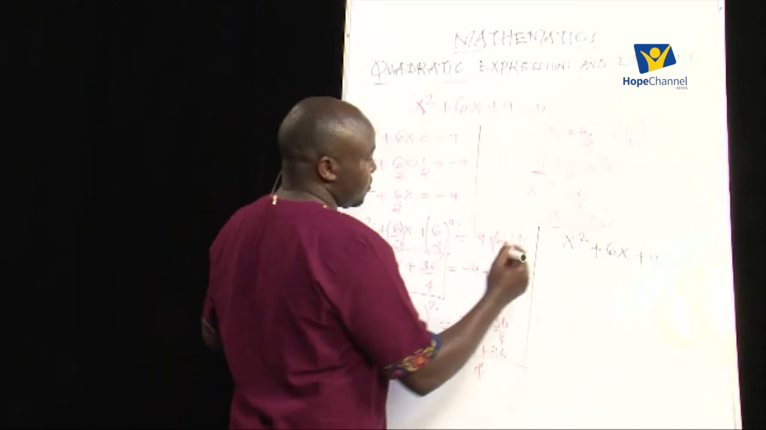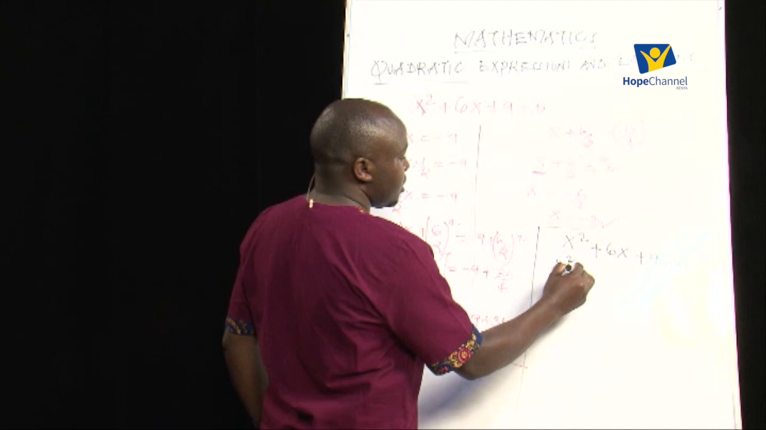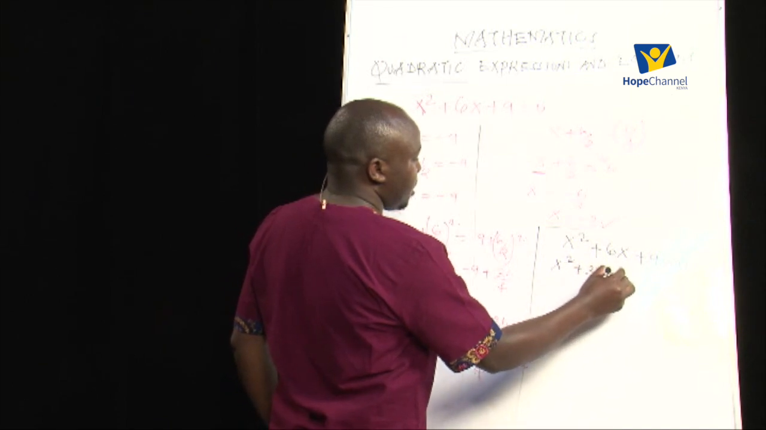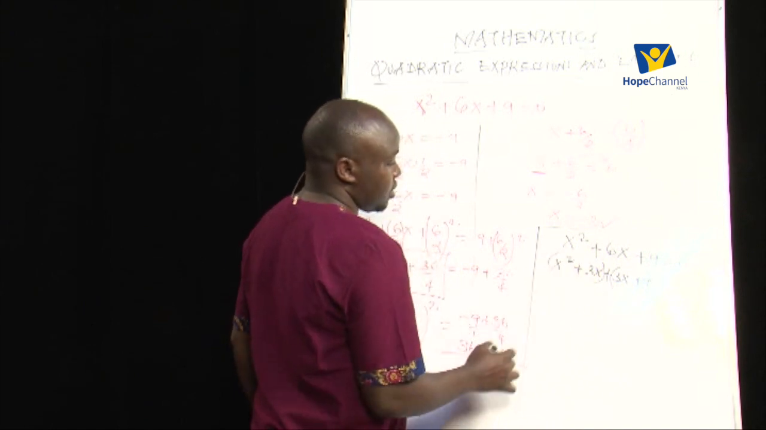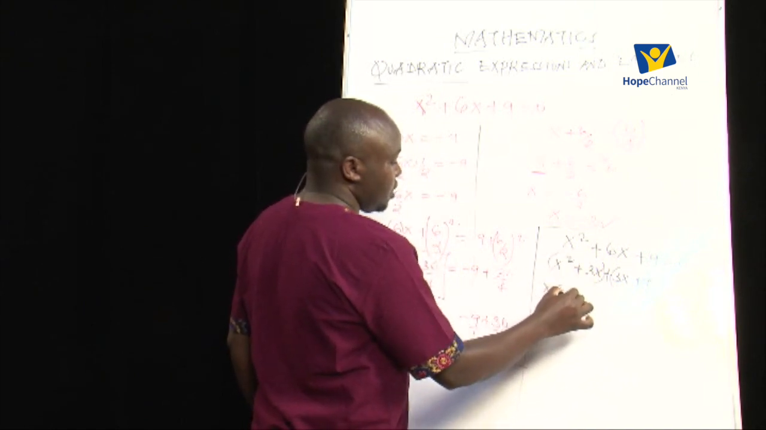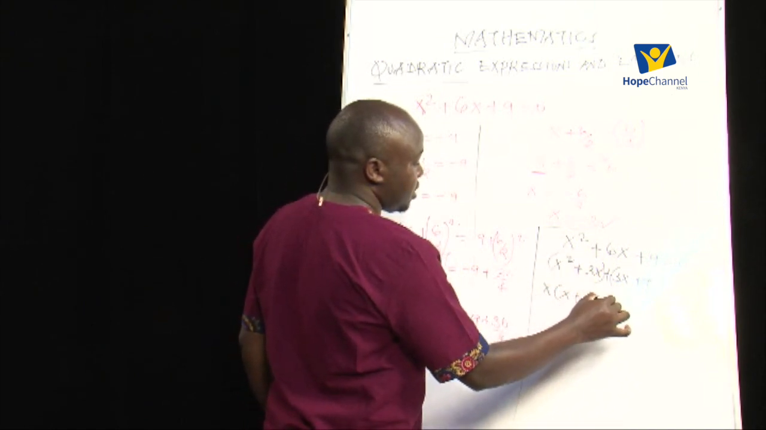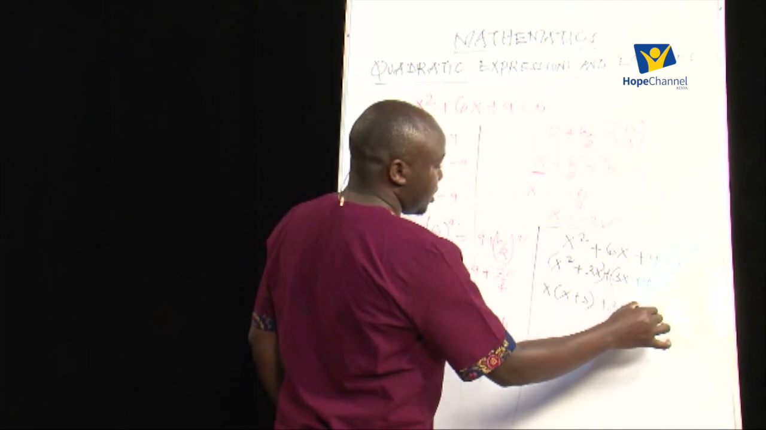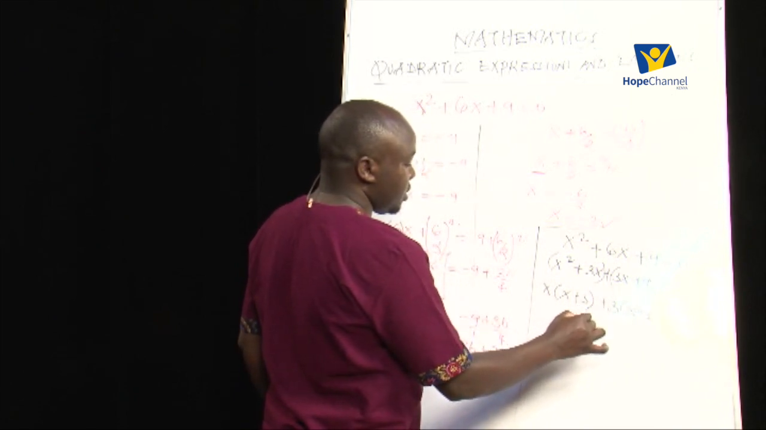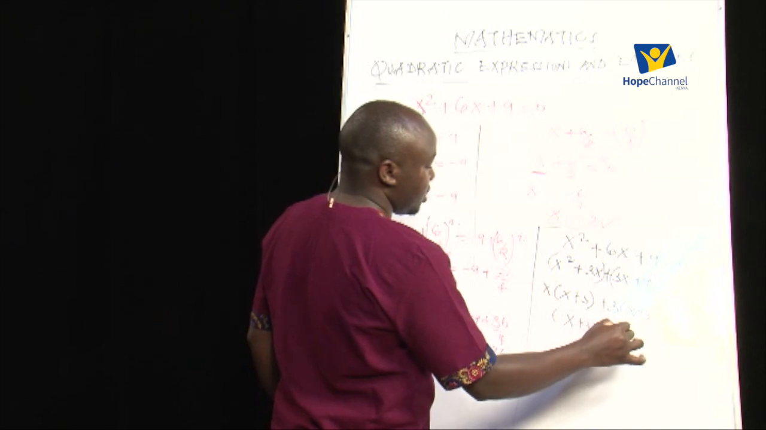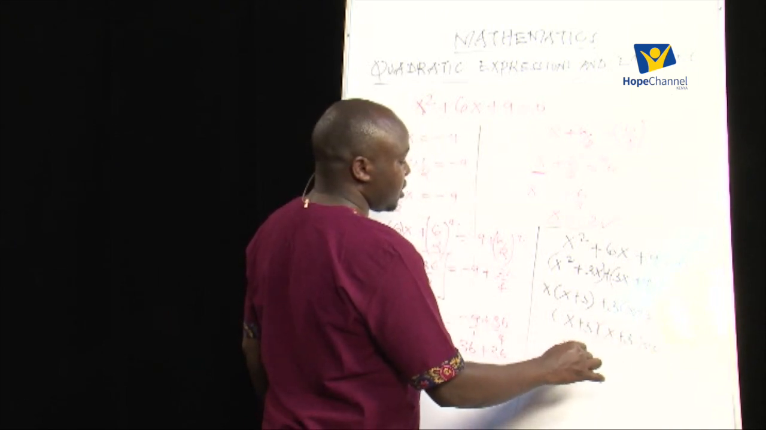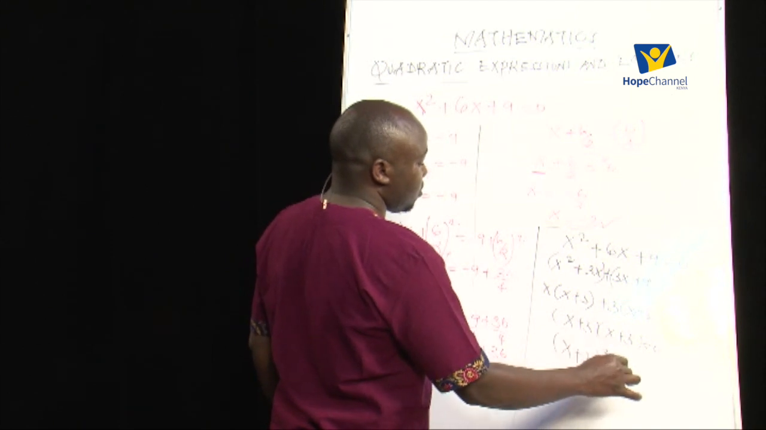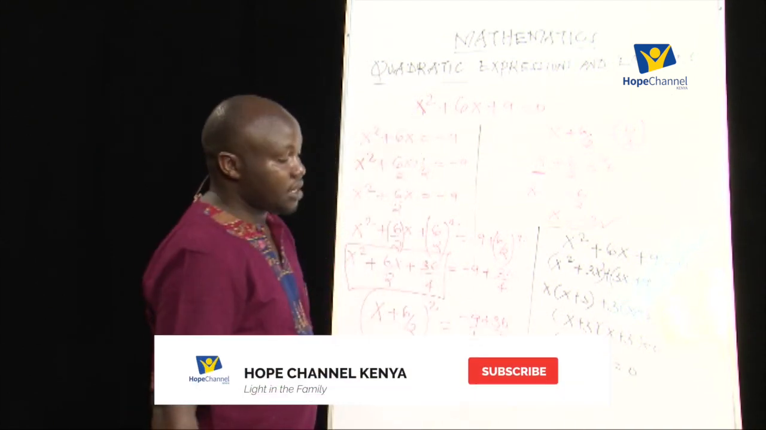So I'm going to have x squared plus 3x plus 3x plus 9. Then we solve it like that. I'm going to have x into x plus 3, then plus 3 into x plus 3. The brackets are the same, so x plus 3 and x plus 3 is equal to 0, which is the same as x plus 3 squared is equal to 0. We are getting the value of x, so find the square root.